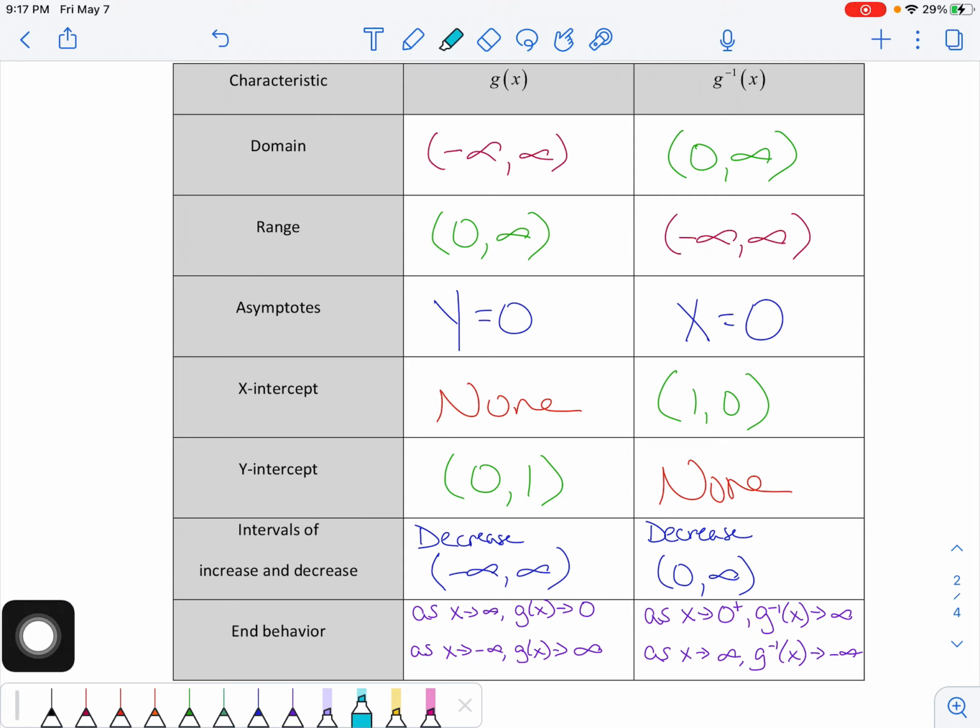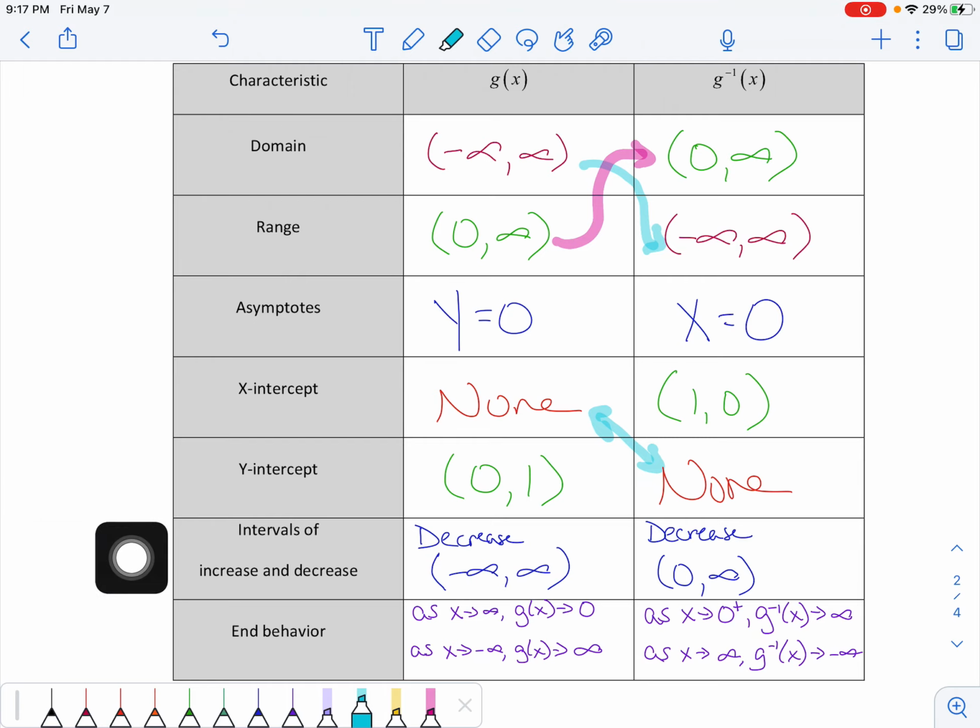I'll go ahead and label these with a little bit of highlighter. So this domain dropped here. This range moved up here. Asymptotes, you're going to swap the letters, so it's kind of hard to do an arrow there. So those two parts are going to reverse, right? The x-intercept and the y-intercept.